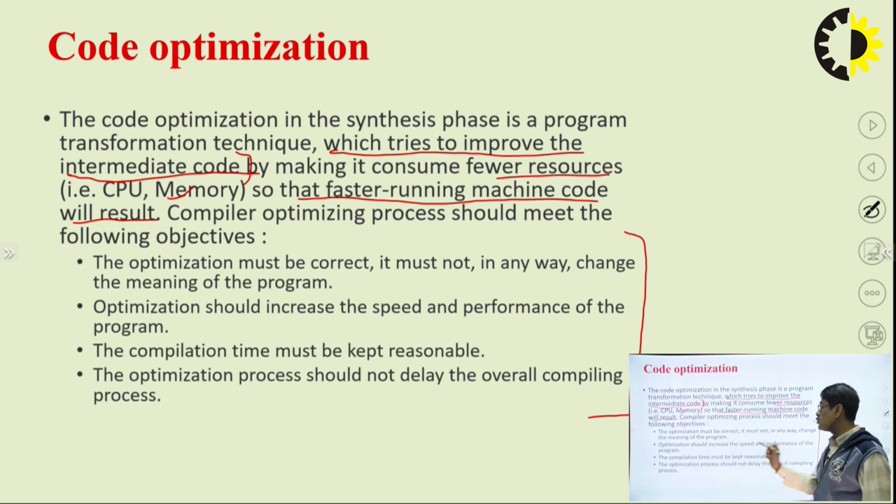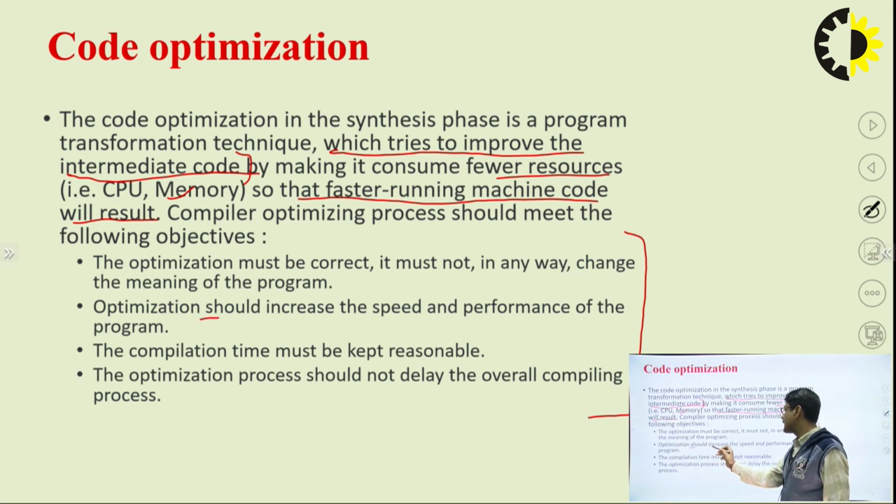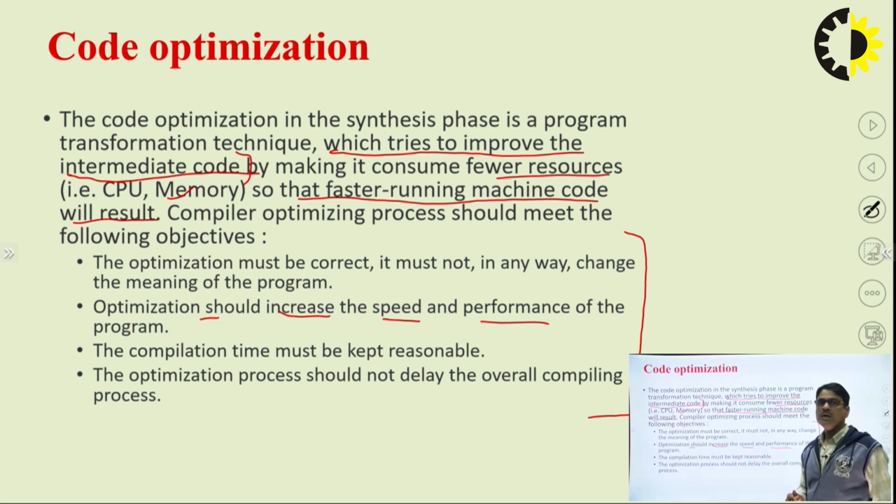The second one is the most important: optimization should increase the speed and performance of the program. If the speed and performance do not improve, your effort for improving the code is not very good. When speed and performance are increased, we get the executable code in less time, so timing depends on that.